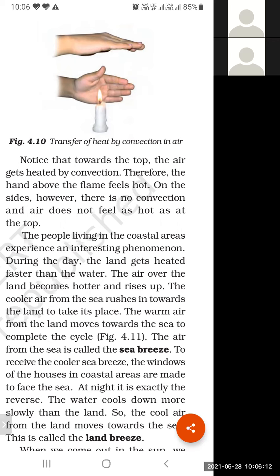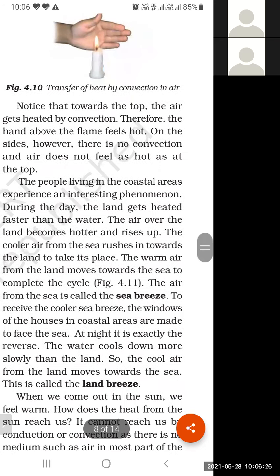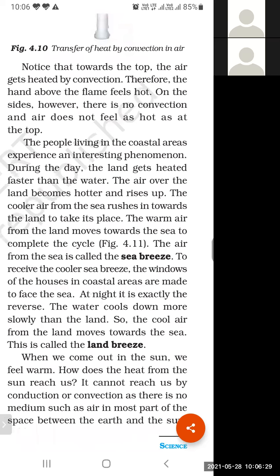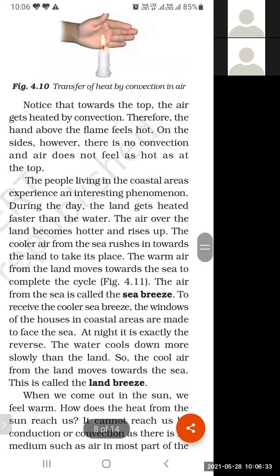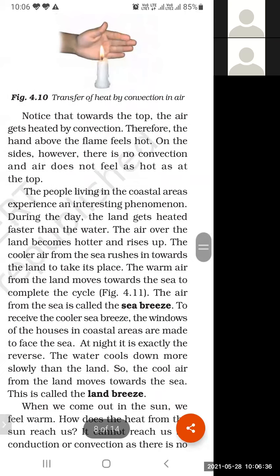The air gets heated by convection. Therefore, the hand above the flame feels hot. On the sides, however, there is no convection. There is no convection sidewise. The air does not feel as hot as at the top. The people living in the coastal area experience an interesting phenomenon. So students, on the basis of this convection, there is an interesting phenomenon that happens near the coastal area. We will discuss this phenomenon in the next lecture. Okay, tomorrow we will discuss this.